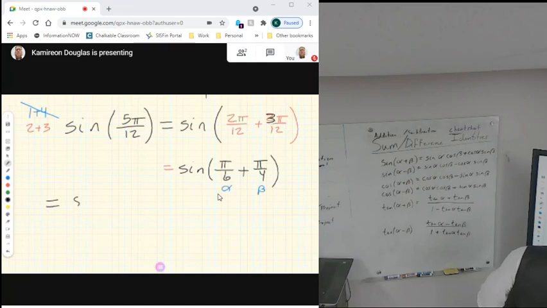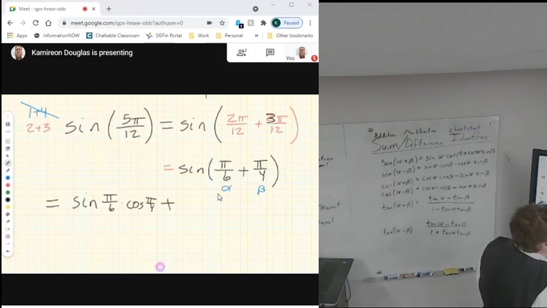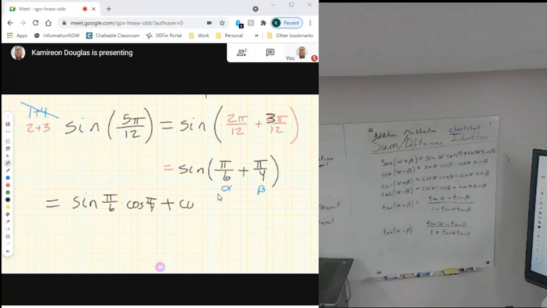It says sine of alpha, so sine of pi over 6, times cosine of beta, so cosine of pi over 4, plus. That's why you have the formulas. So plus cosine of pi over 6 times sine of pi over 4.